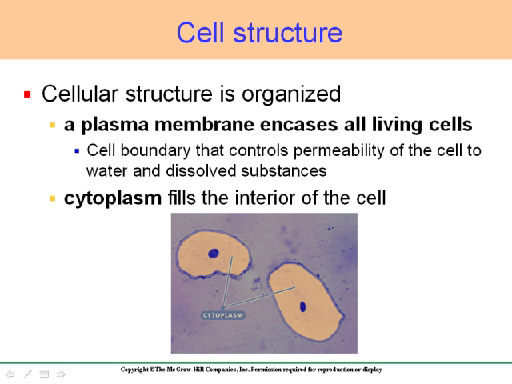Cellular structure is organized. First of all, for any given cell, you have a plasma membrane surrounding it. The plasma membrane represents a cell boundary that controls permeability of the cell to water and dissolved substances, meaning that the plasma membrane will control flow of things into and out of the cell. Inside of the cell, you have a fluid matrix called cytoplasm. It fills the interior of the cell, and within the cytoplasm, you're going to have several things floating, such as organelles. In this diagram, you can see the cytoplasm indicated in orange, and surrounding that, highlighted in purple, you have the plasma membrane.